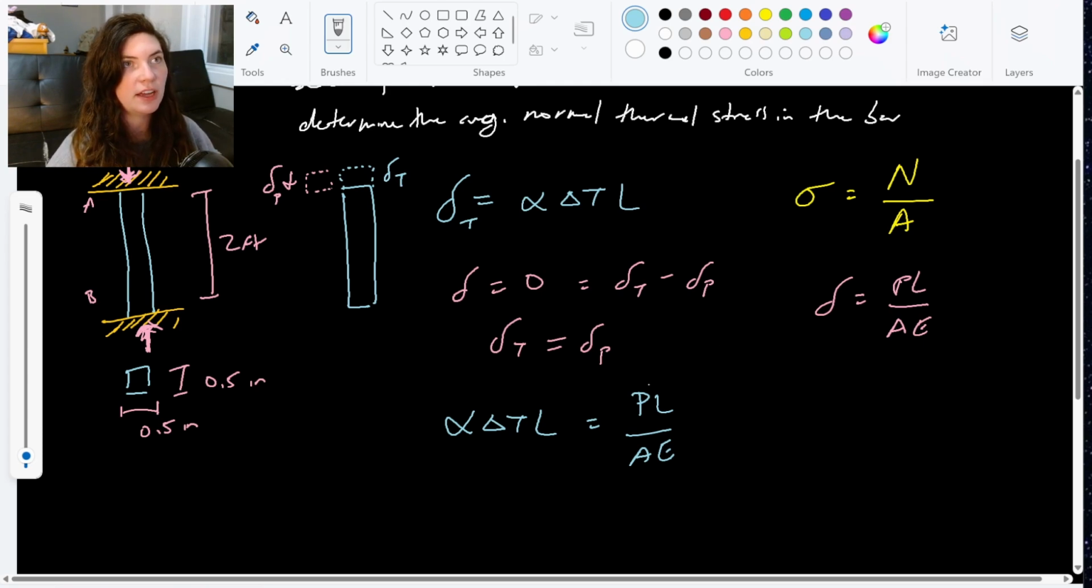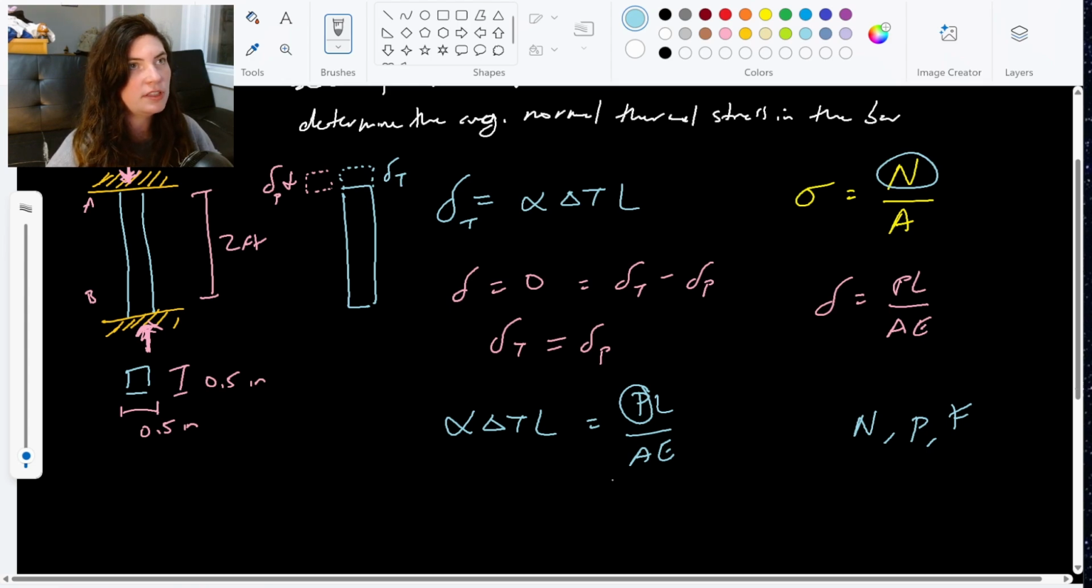And what I need to find is the load, right? Sometimes you'll see me write this load as normal or P or F. All of those are just the loading. N for normal force, P for a general load, F for a general force. You'll see me use those interchangeably, but this P and this N are the same value. So what I'm looking for is this P value so that I can find this thermal stress in the bar.